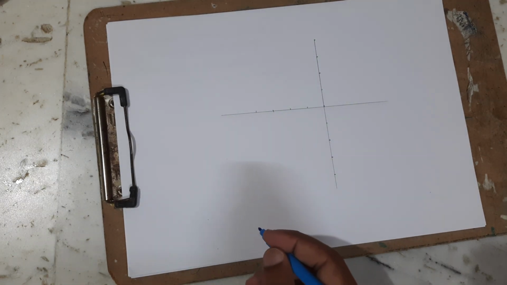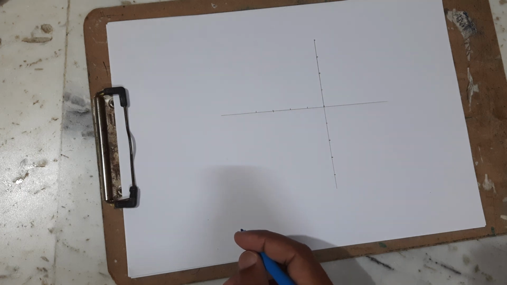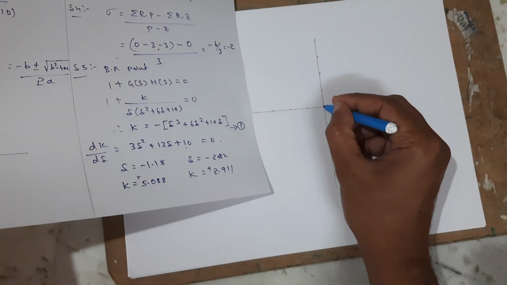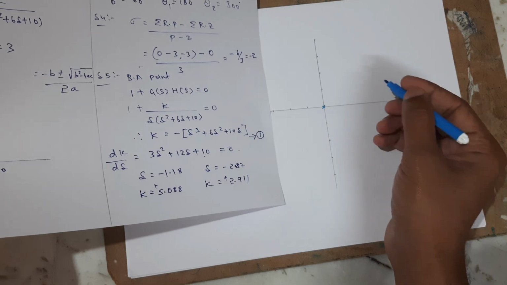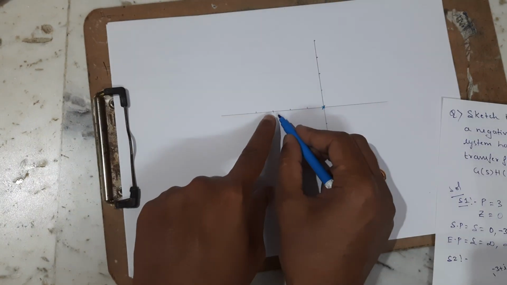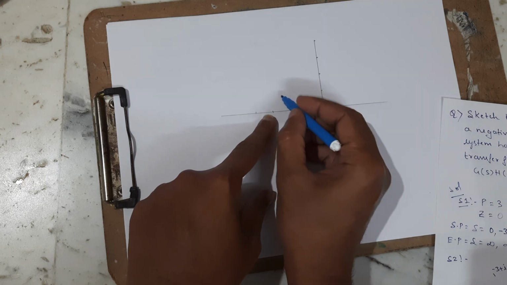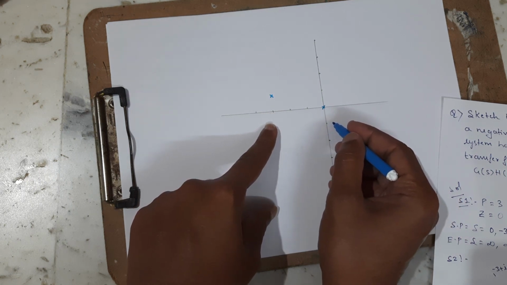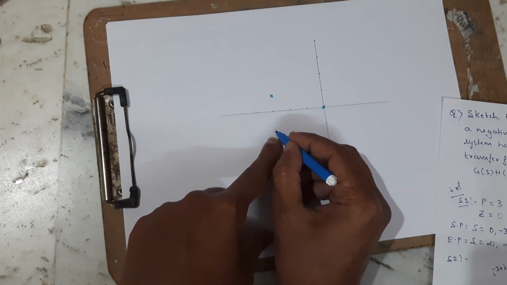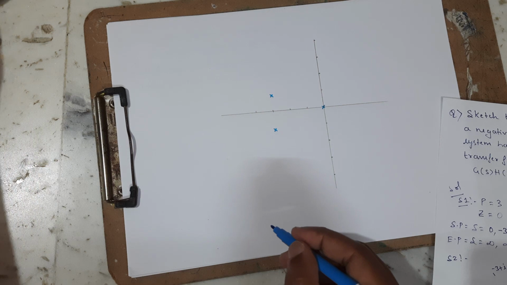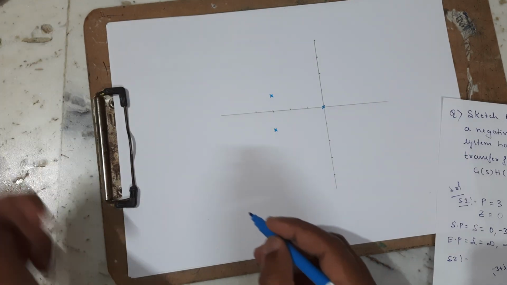So what are the roots that we have in this problem? The first thing we have to do is mark the number of roots. s is equal to 0. Then s is equal to minus 3 plus j, which is approximately here. And minus 3 minus j, approximately here.